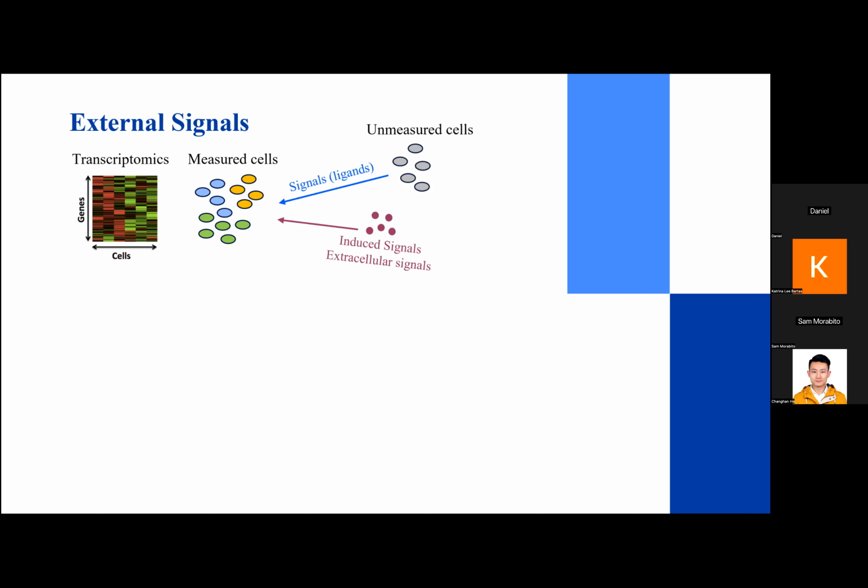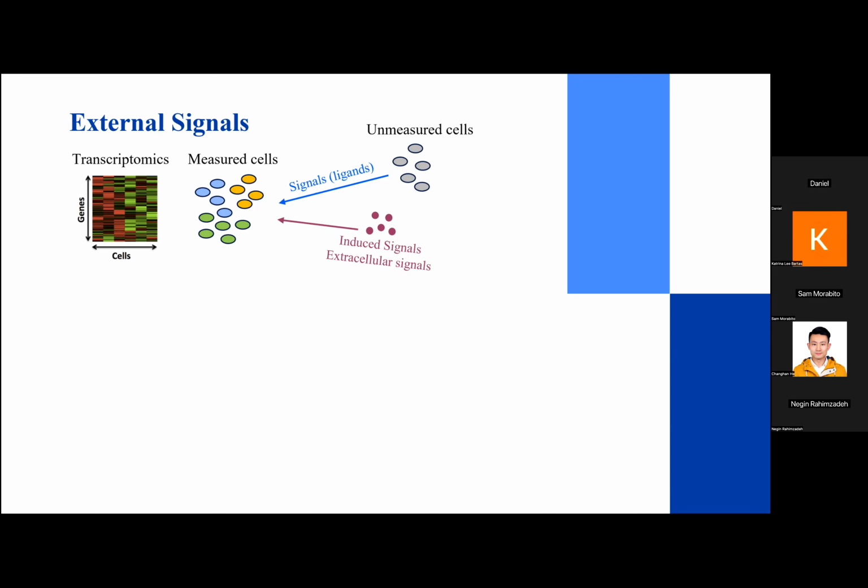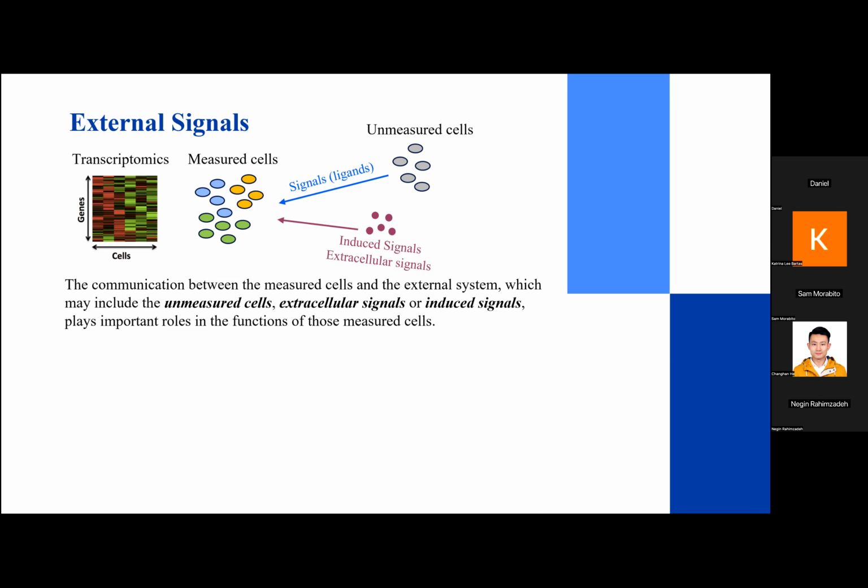And what if we have signals, ligands, that come from unmeasured cells, or from induced signals that are manually added in experiments, or extracellular signals? These signals we call external signals. The communication between the measured cells and the external system, which may include unmeasured cells, extracellular signals, or induced signals, plays important roles in the functions of these measured cells.